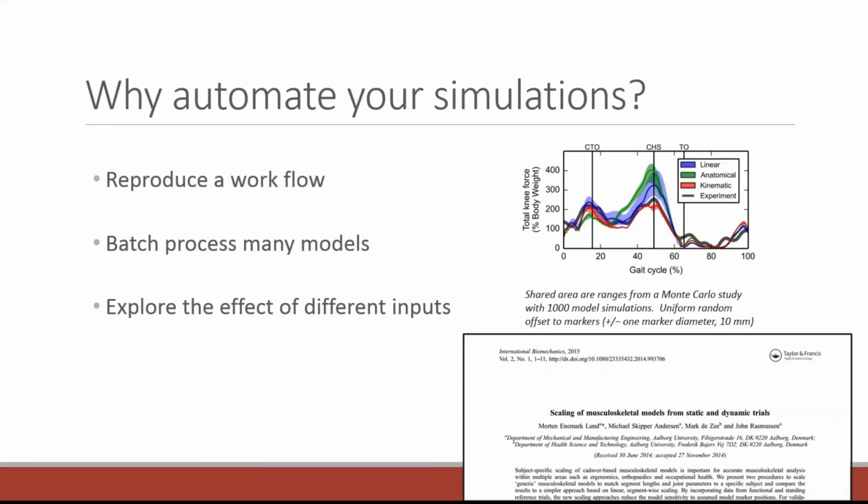What you see here in the graph is the predicted knee force compared with the experimental values for the 3 models, and the shaded areas represent the uncertainty in the model outputs by perturbing the inputs.